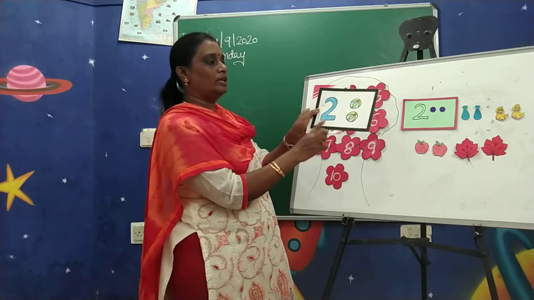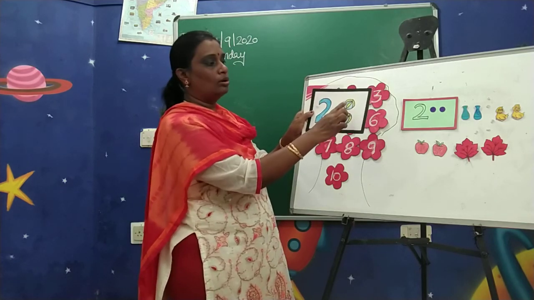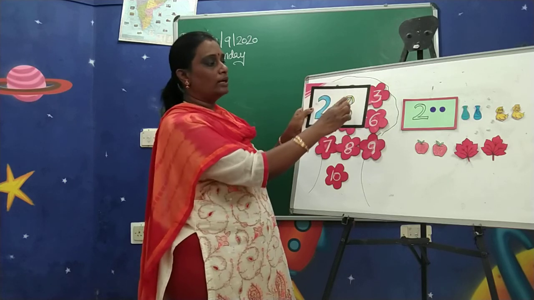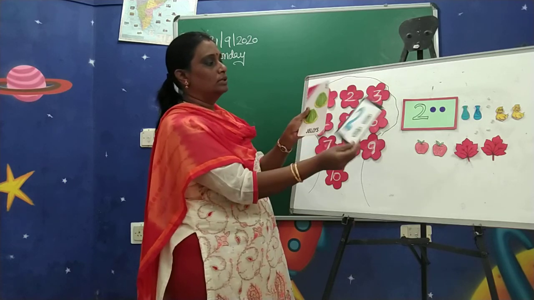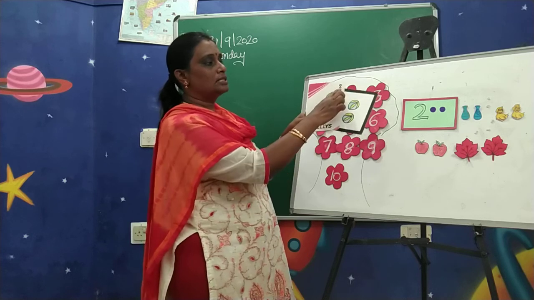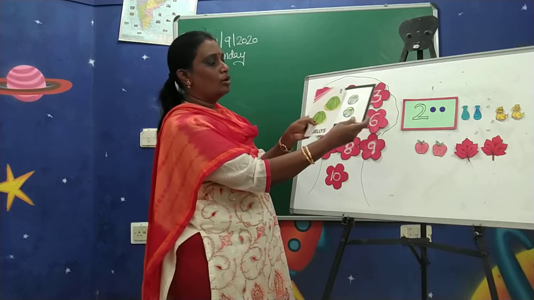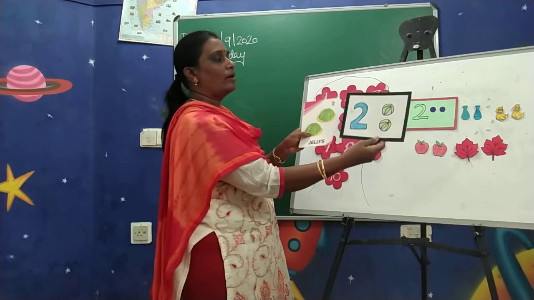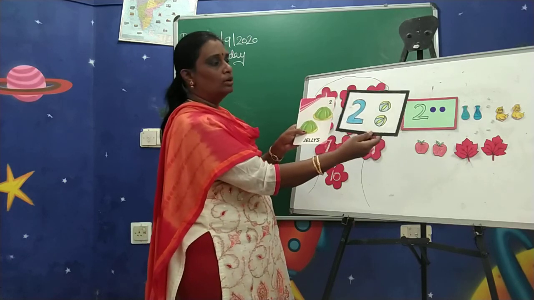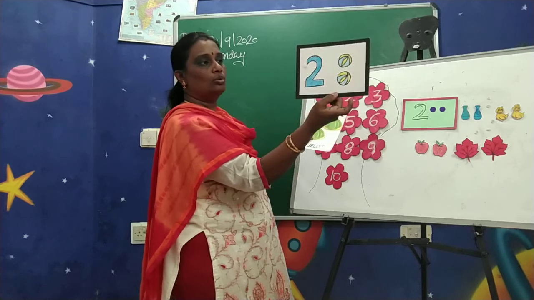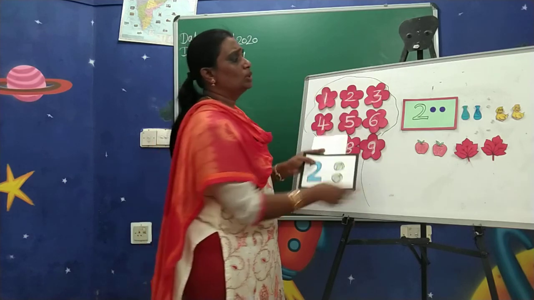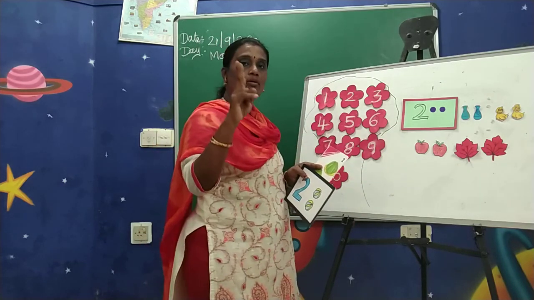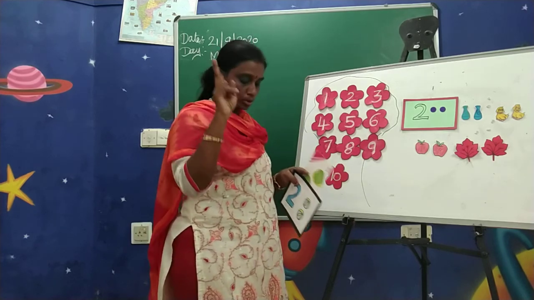See children, how many? This is the number 2. How many balls you have here? 1, 2. Then again, this is also a number 2. How many jellies you have? 1, 2. So you have the picture of number 2 having the objects. This is the 2 balls, 2 jellies, 2 dots. And number 2 has only the 2 objects, 2 things.